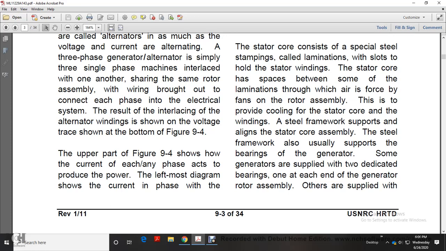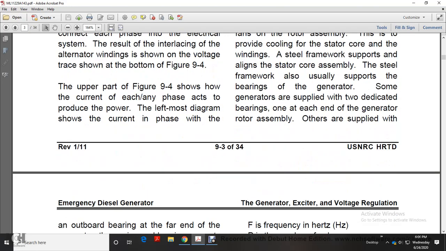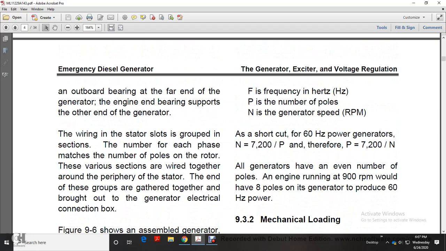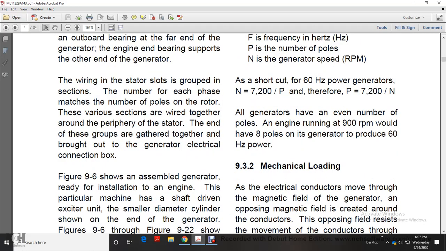Some generators are equipped with two dedicated bearings, one on each end of the generator rotor assembly. Others are supplied with an outboard bearing at the far end of the generator, while the engine bearing supports the other end of the generator. The wiring in the stator slots is grouped in sections. The number of sections in each phase matches the number of poles on the rotor. The various sections of wire are connected together around the periphery of the stator. The ends of the groups are gathered together and brought out to the generator electrical connection box.